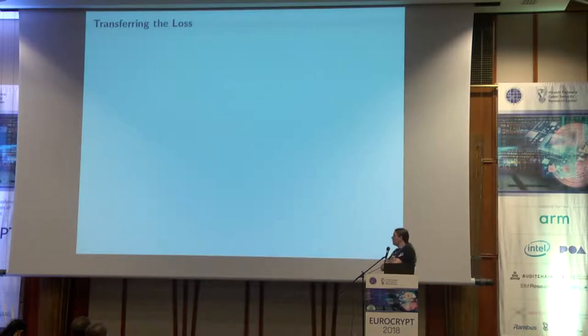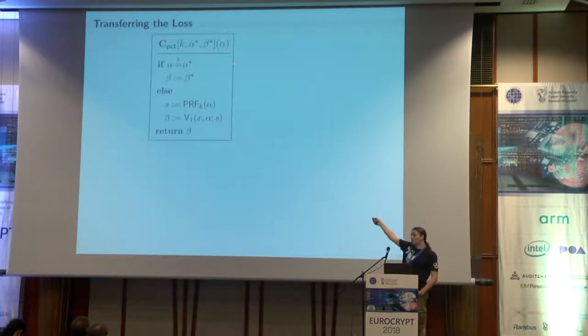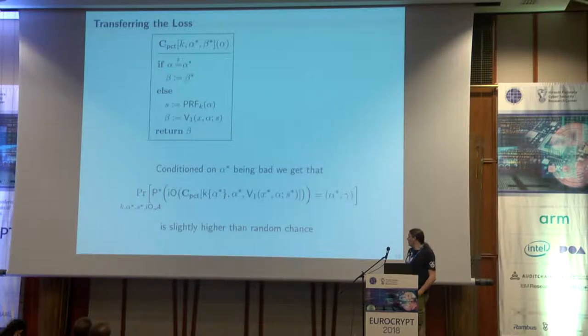And so how do we actually use that to transfer the loss? Just a very short sketch of how this would work. The thing is, if we look at a punctured version of the verifier circuit, where we puncture on some alpha star, conditioned on alpha star being bad, if we give this punctured circuit to a prover, this cheating prover will output alpha star with a probability that is slightly better than random chance.